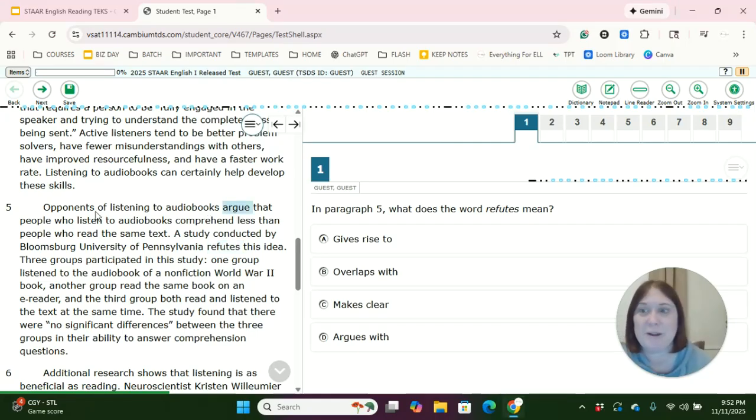Of course, we have the word argue right here. We also have the word opponent. And so those 2 words alone should help students understand that refute means, of course, to argue to.